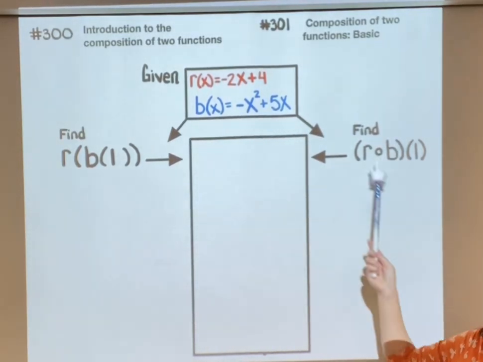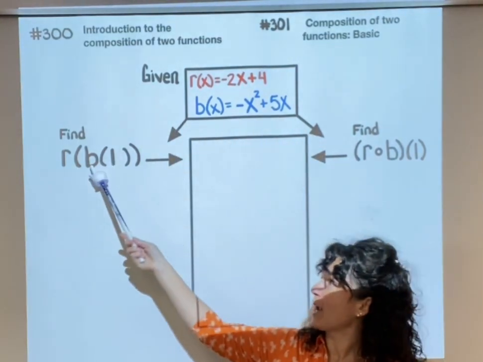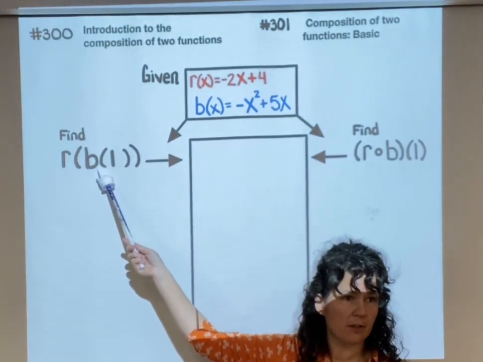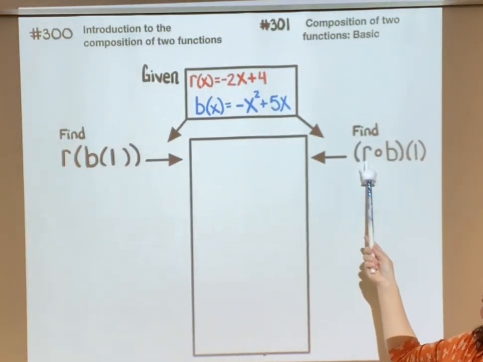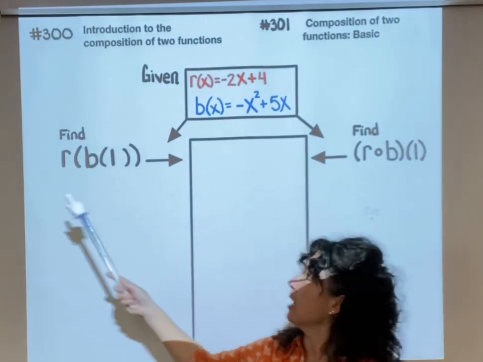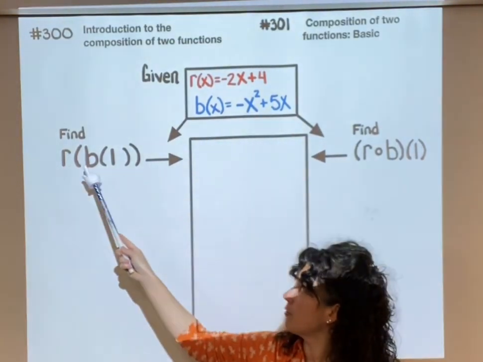But even though this one is more common, usually you want to go from this notation directly to this notation because it's a little more user-friendly. So notice the connection there. The R function came first, and then we have B and then the 1. So R of B of 1.